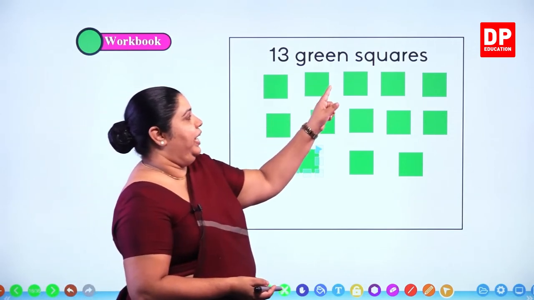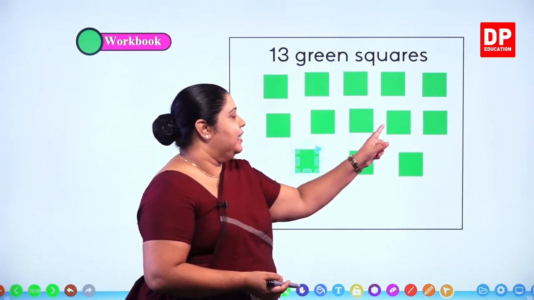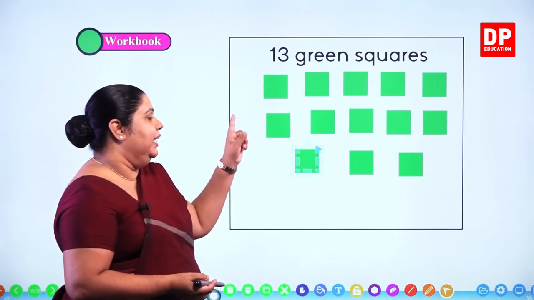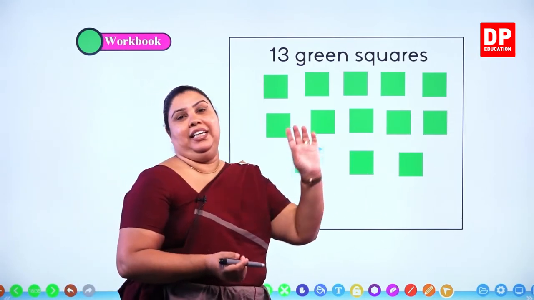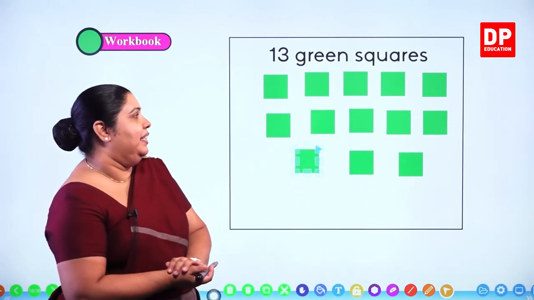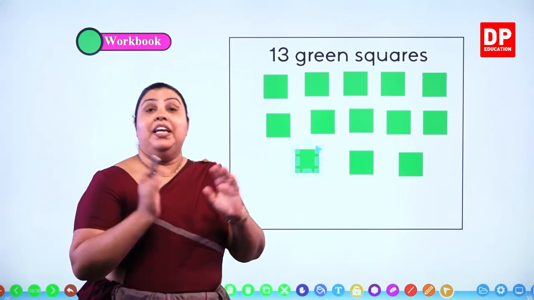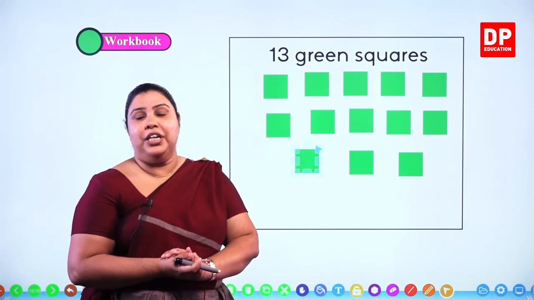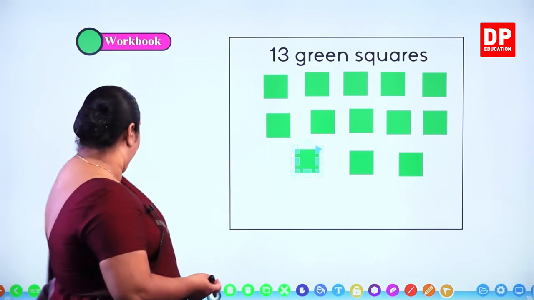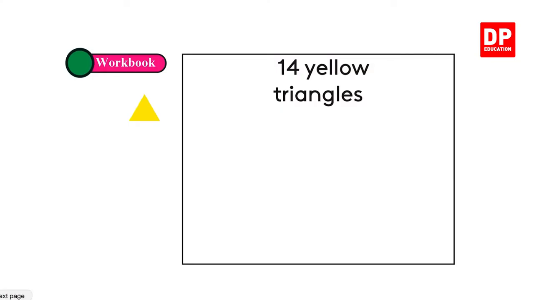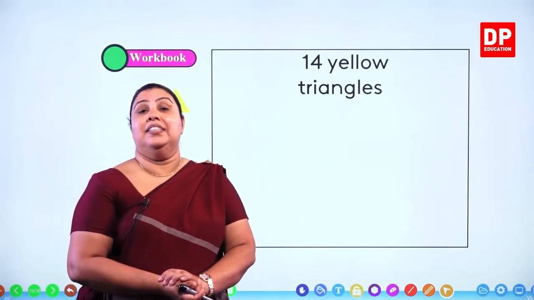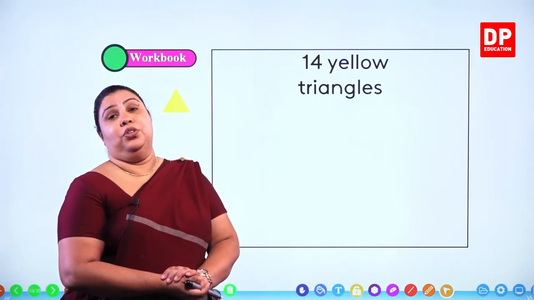1, 2, 3, 4, 5, 6, 7, 8, 9, 10, 11, 12, 13. Right, onna putte api A activity ekat keruwa. Again, we have to go for another colorful shape. Come, let's move on to our next slide. Right, 14 yellow triangles. 14 yellow triangles.